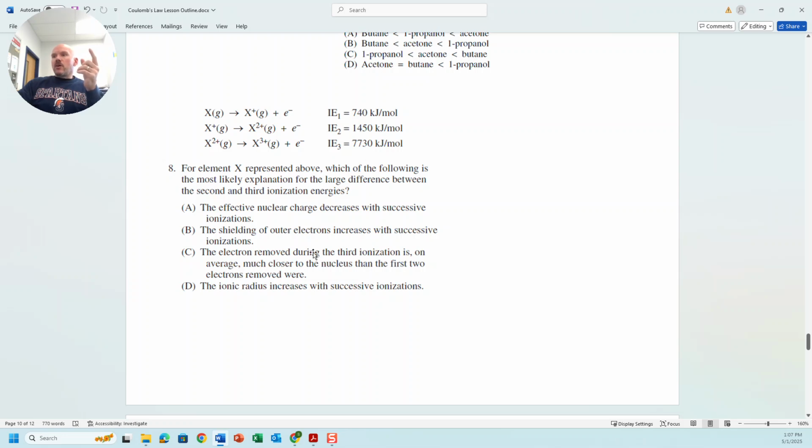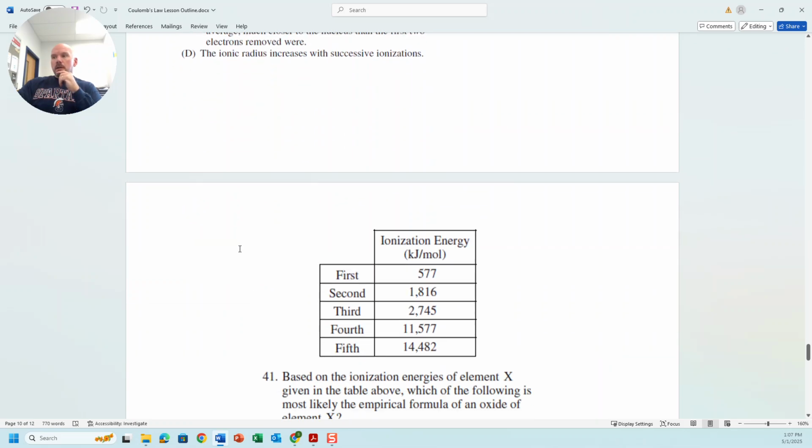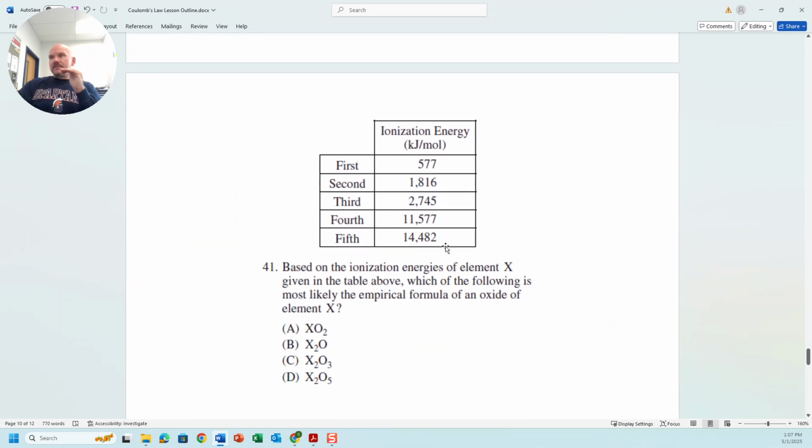So the electron removed during the third ionization is a lot closer to the nucleus because it's in a lower energy level. So choice C here. Okay. Here again, successive ionizations. The big jump is between 3 and 4.